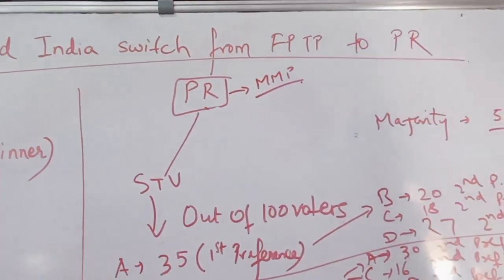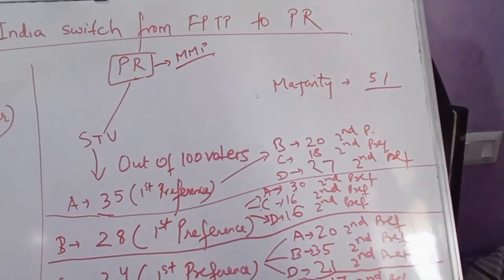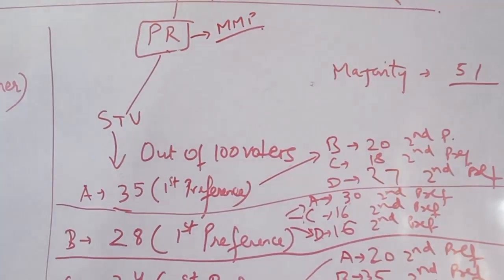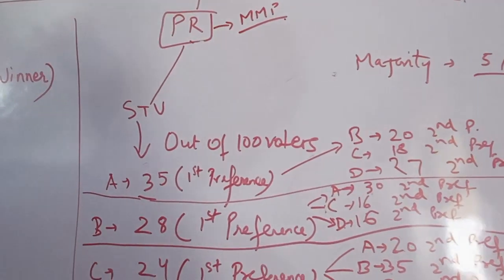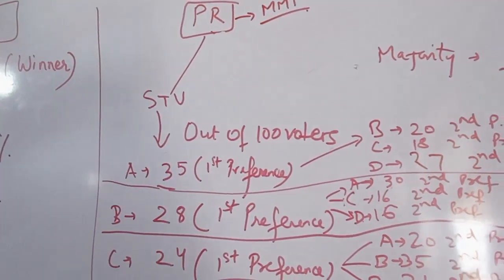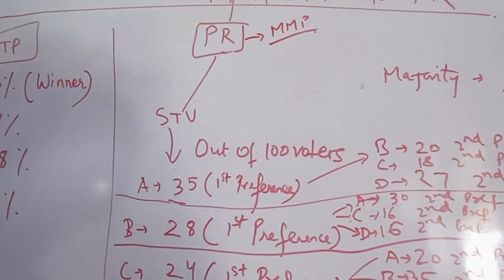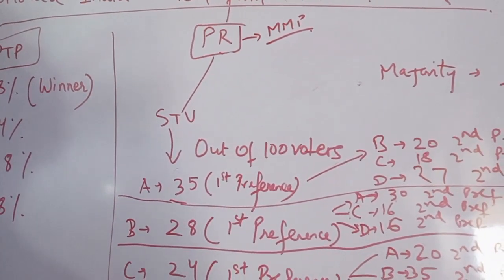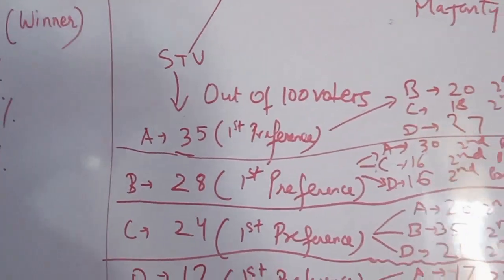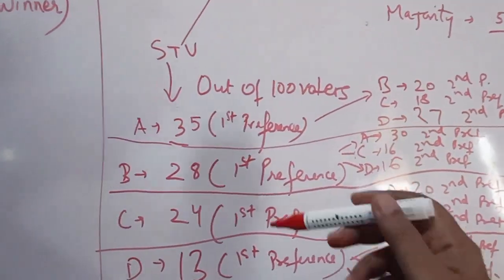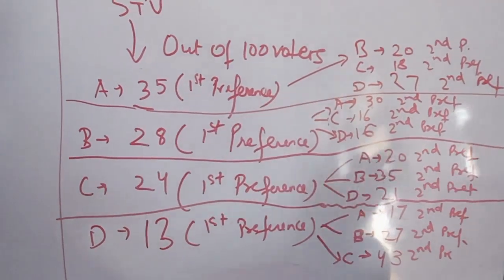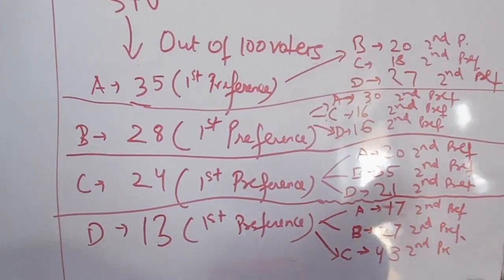Now we'll go to proportional representation. There are various types of proportional representation. One is STV, which is single transferable vote, and another is MMP. Here I have shown how STV works. In this, the voter has to give a preference of the candidates on a ballot paper.